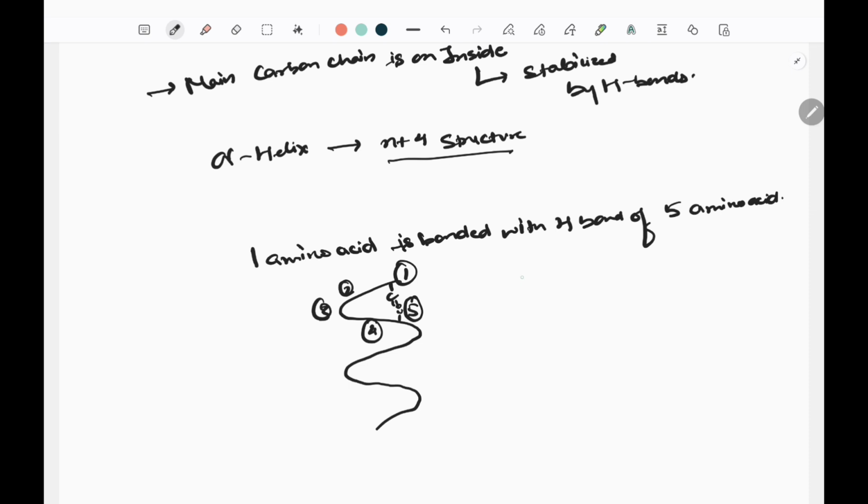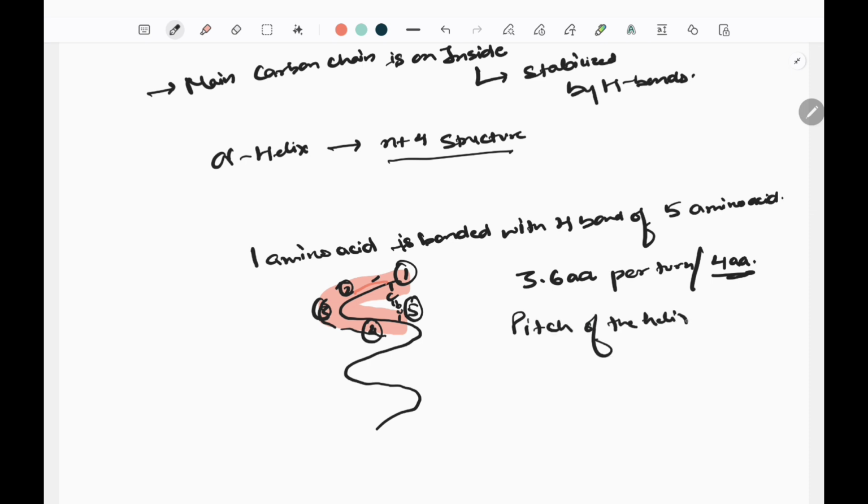It is like 3.6 amino acids per turn, or around 4 amino acids. So it takes almost 4 amino acids for one turn to happen. This turn happened because of about 4 amino acids, and the pitch of the helix is around 5.4 angstrom, right?